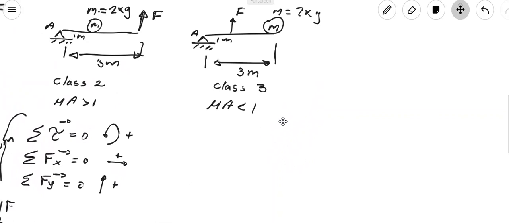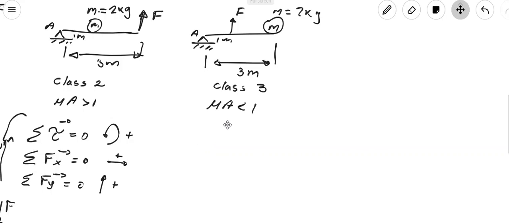I said that the mechanical advantage here would be lower than 1. So I have my fulcrum, I have the force F that is 1 meter from the fulcrum, I have the mass of 2 kilograms that is 3 meters from the fulcrum. I have the same rigid bar with the same 3 meters of length, right? But now I have changed the position of the fulcrum, and I have changed also the place where the force is acting, and the place where I have the weight, the mass, that I want to lift.